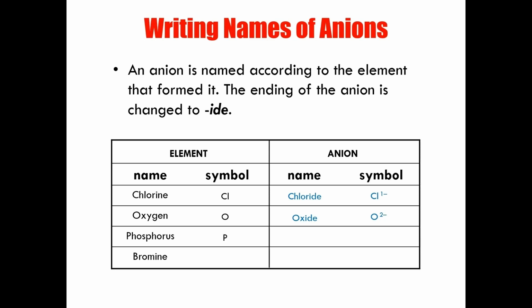Phosphorus, symbolized by P. Its anion name is phosphide, and its symbol as an anion is P3 negative. And bromine, symbol Br, anion name is bromide, and its symbol as an anion is Br1 negative.